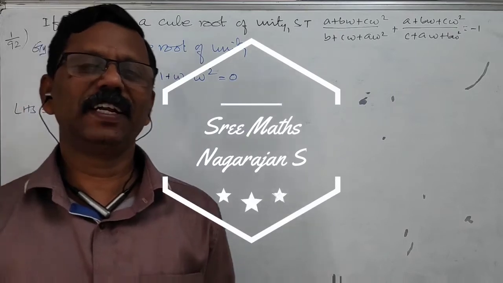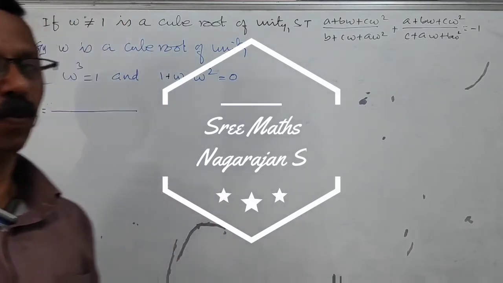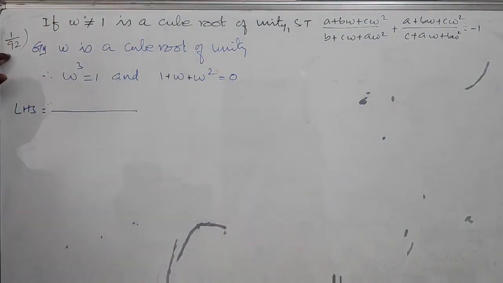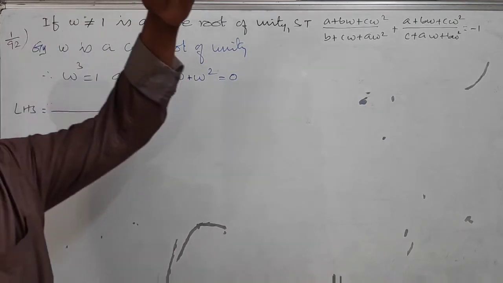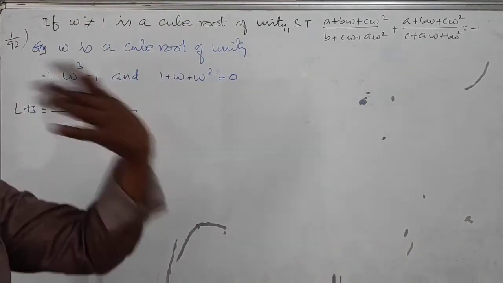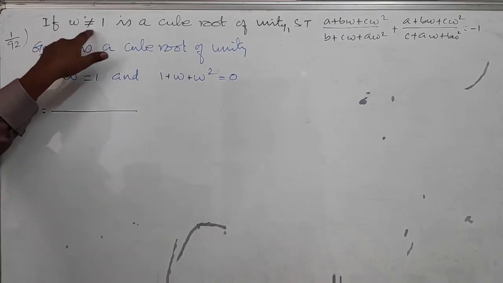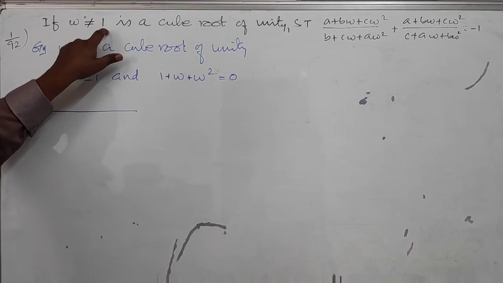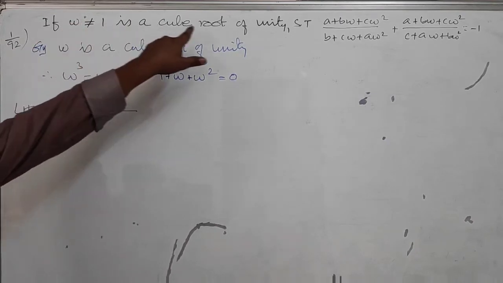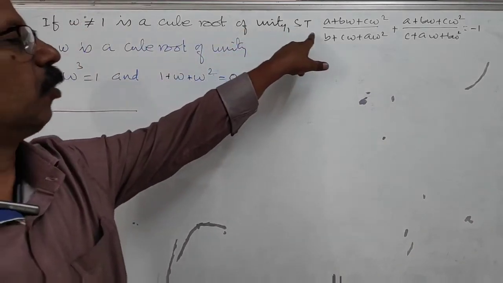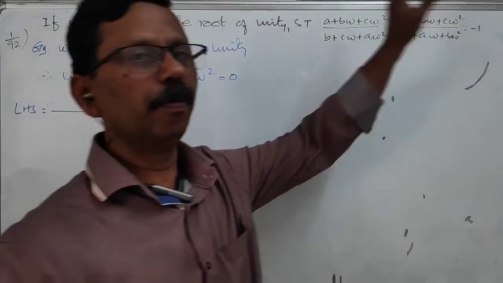Hello students, today let us see the first problem of exercise 2.8 given on page number 92 regarding cube roots of unity or fourth roots of unity. Those problems we are going to see. Here the problem is: if omega is not equal to 1, and this omega is a cube root of unity, then you have to show that this result is equal to minus 1.